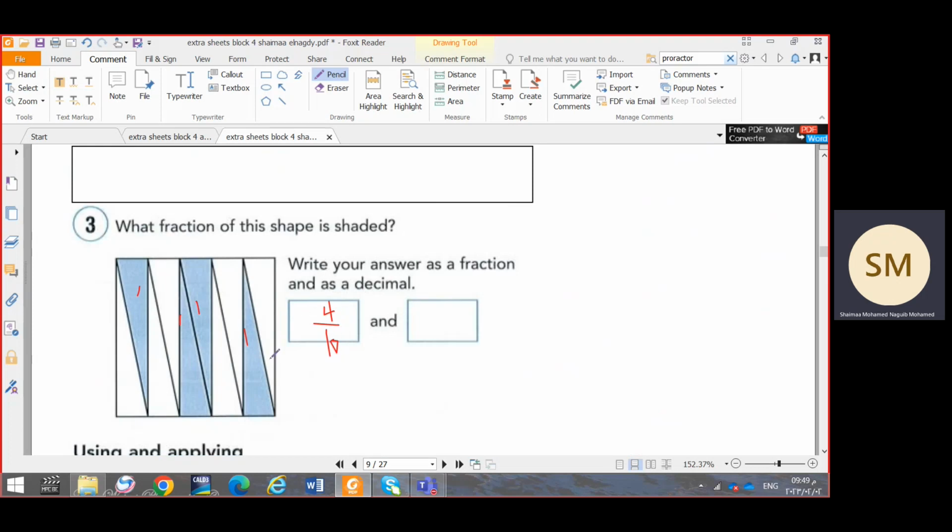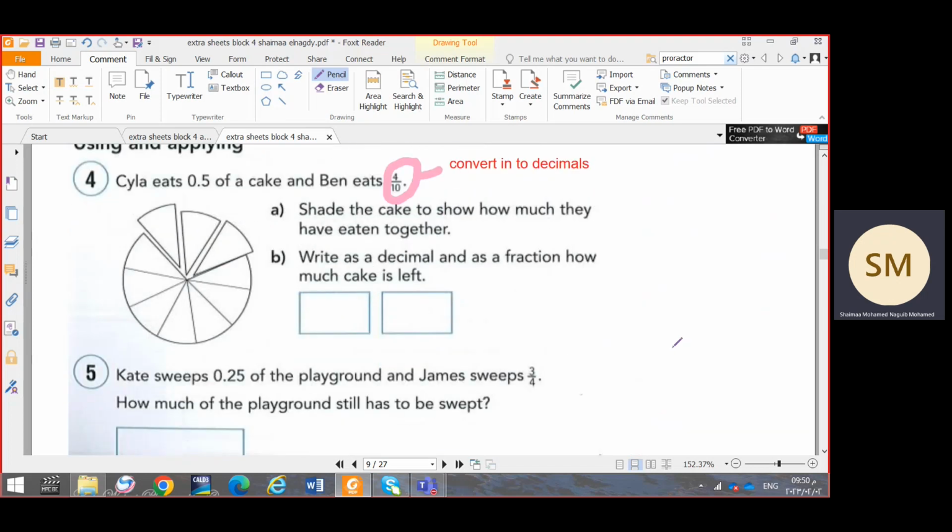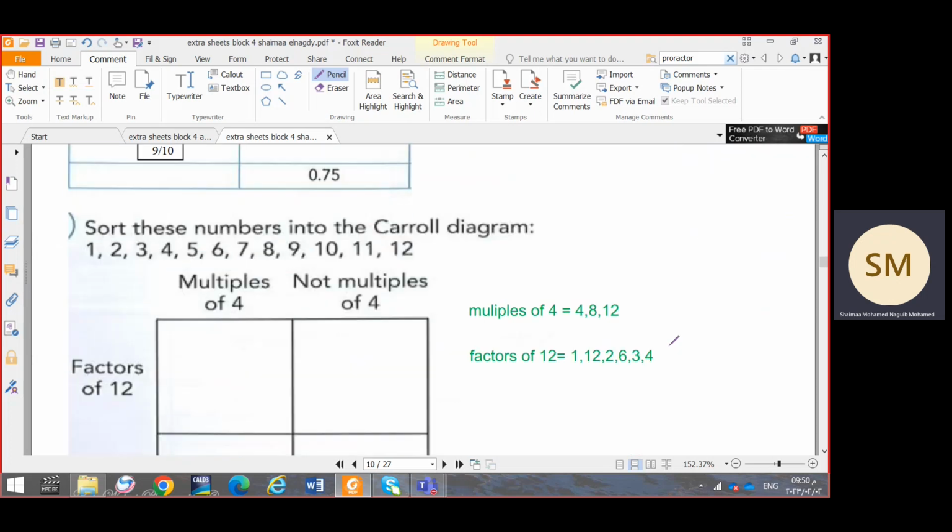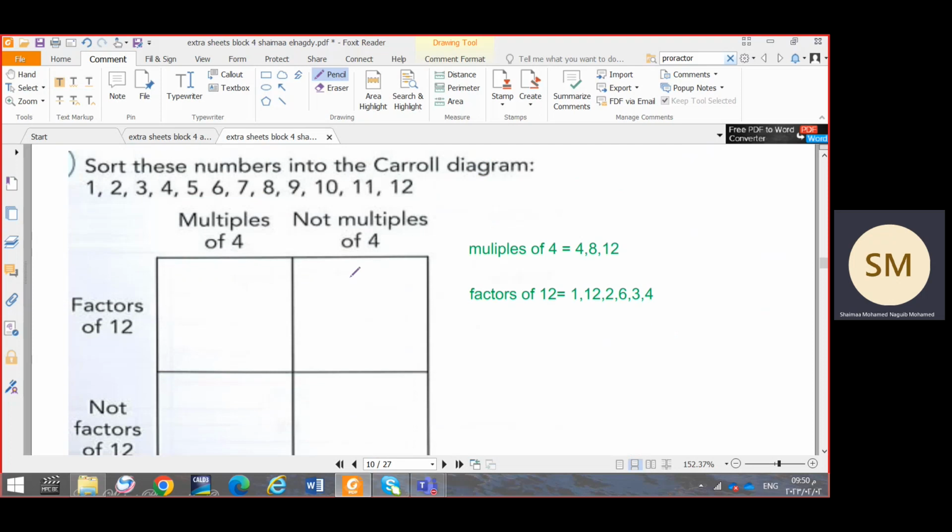طب كان يا مس can we make it by another way؟ yes. هتقول 4 over 10 يعني برضو it's equal to 2 over 5. okay 2 over 5. طيب ده with fraction. what about decimal؟ it will be 0.4 over 10 makes 0.4. okay. طيب let's go. this is very important.